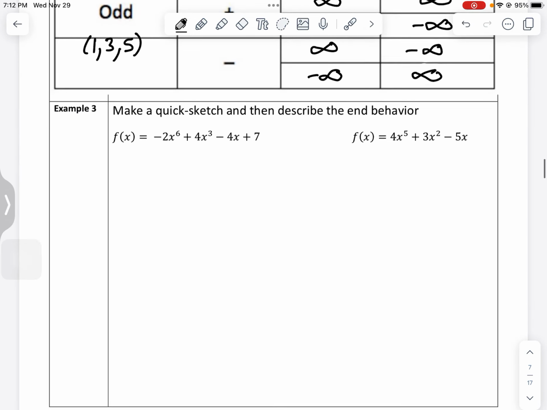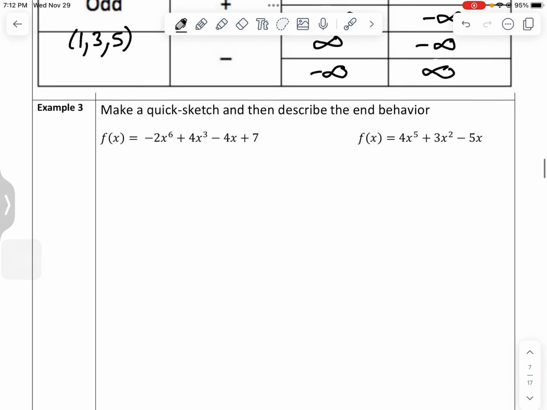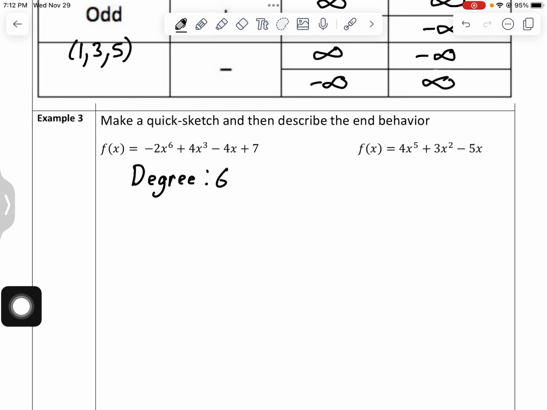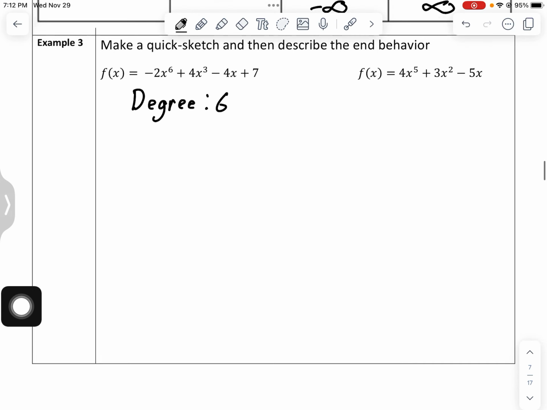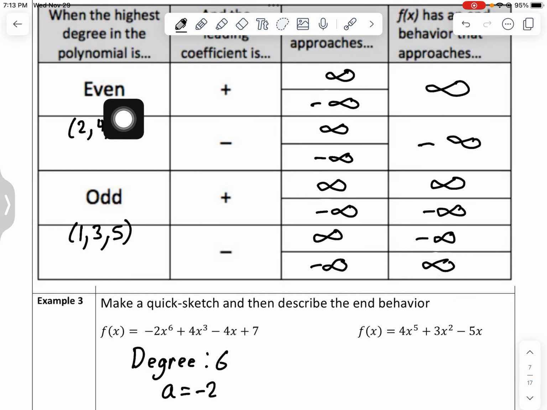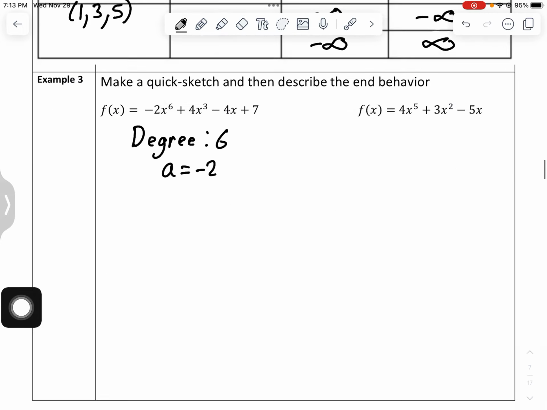So now we're going to make a quick sketch and then describe the end behavior for some of these. So in this case, we are always looking for the highest degree, which here is 6. So the degree is 6. And then the leading coefficient, or the a value, a is -2, or a is negative. So if we have a degree that's even and a negative coefficient, then we are looking up here, if you want to use the chart, that would be even, negative.